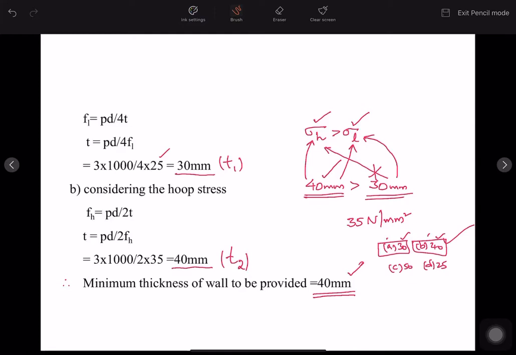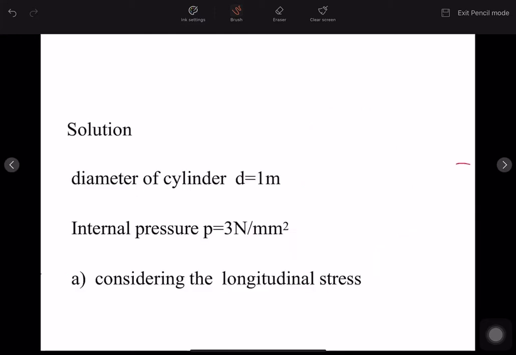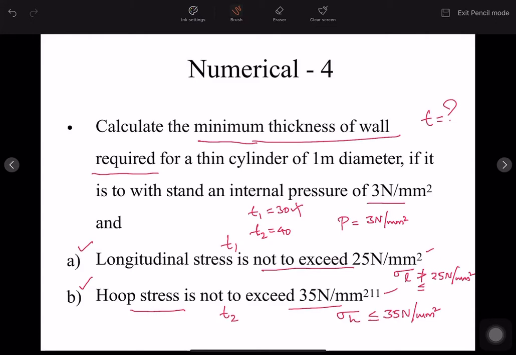This is a small thing, but it requires a lot of attention. I hope this concept is also clear now. We need to consider the thickness based upon the stress conditions, that means whether you need to consider hoop stress or longitudinal stress while calculating the thickness.